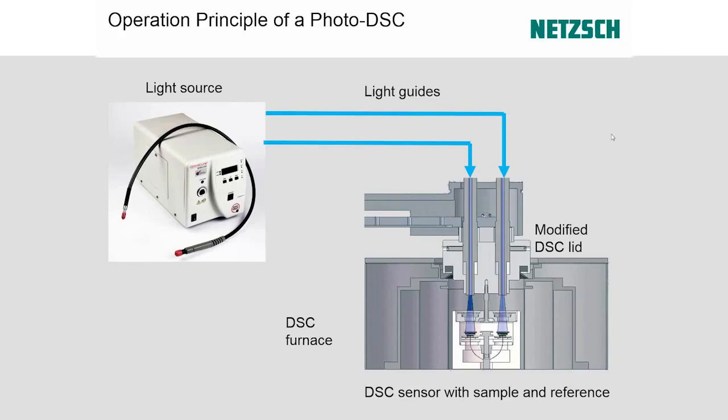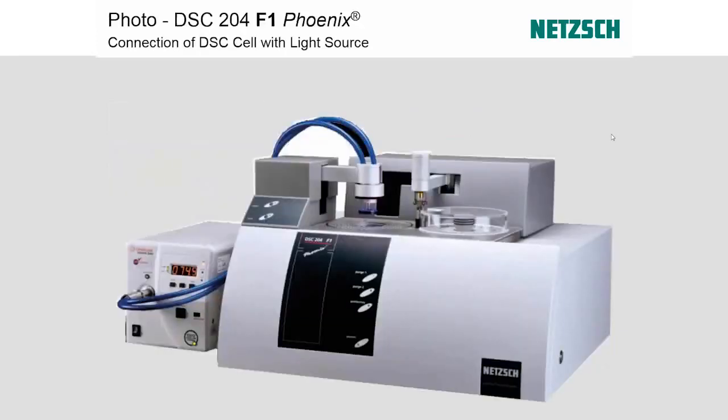This way, the only heat we register is heat from reaction. So the DSC that we use for this photo curing is the DSC 204 F1, and you can see our OmniCure light system to the left.